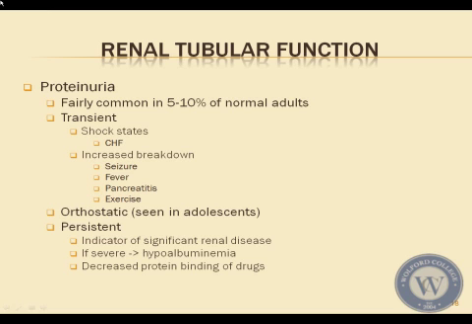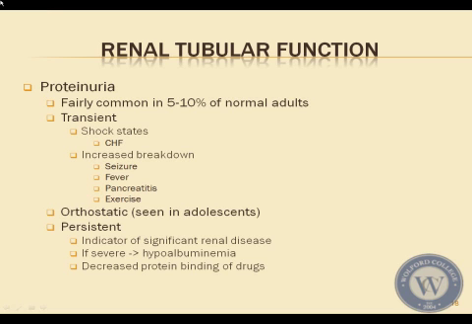Renal tubular function is indicated by proteinuria as well. It's fairly common in about 5 to 10% of adults, but these tend to be transient and many times due to shock states that may be seen, like congestive heart failure. It may also be from increased breakdown such as seizures, fever, patients that develop pancreatitis, and overexercise. Patients also sometimes will develop proteinuria which is called orthostatic, which is seen in adolescents as well as in adults. It may be benign in these kinds of situations. And then you may have persistent proteinuria, which is indicative of significant renal disease.